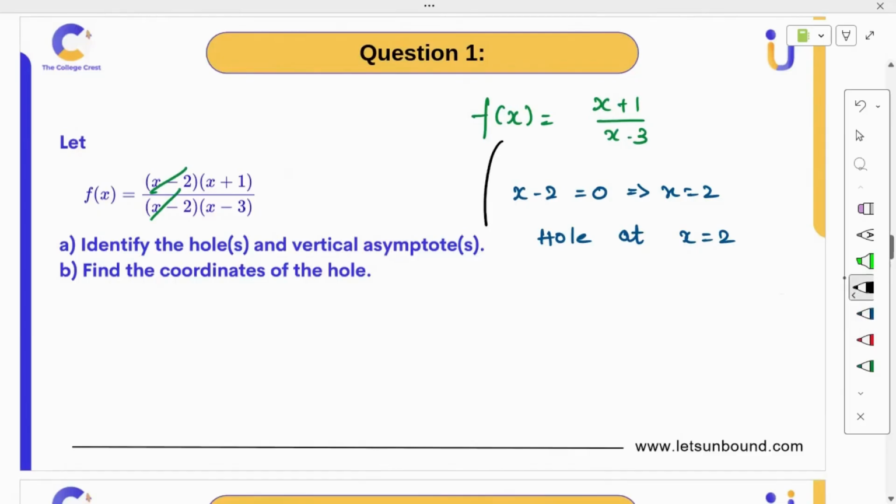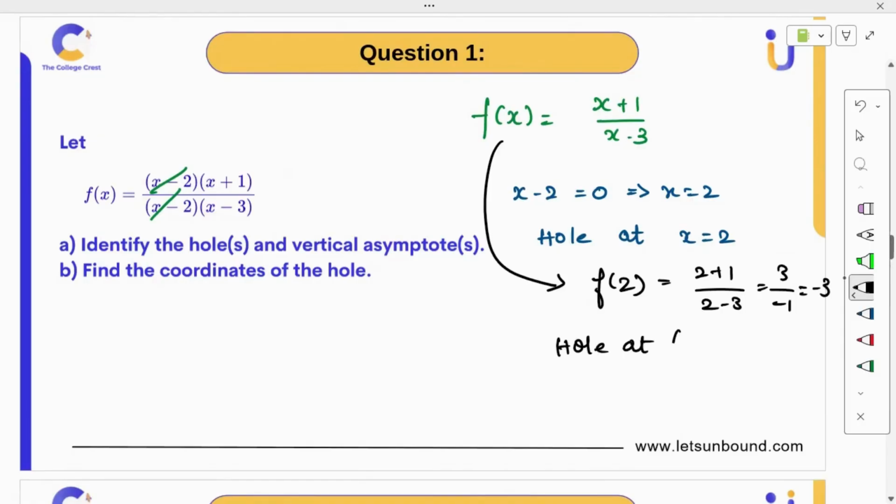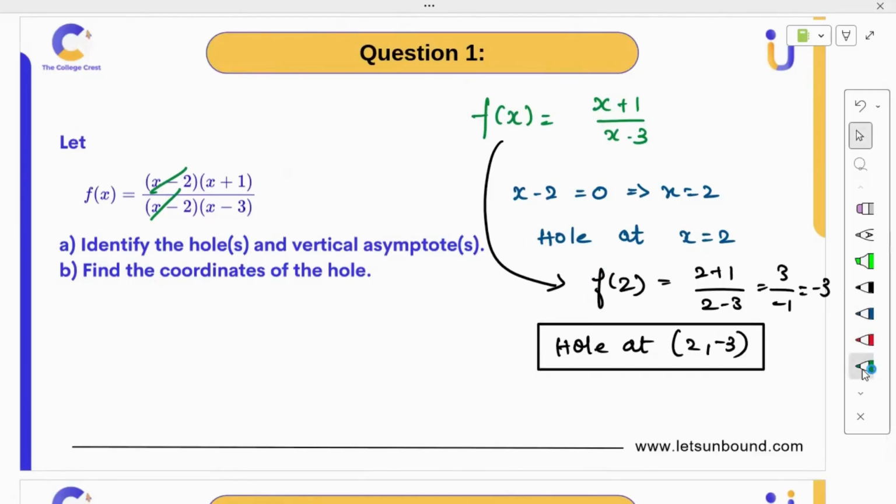How will you do this? Here you need to plug in f of 2 equals (2 plus 1) by (2 minus 3), which is 3 by negative 1, which is minus 3. So hole at (2, negative 3). Right. And next one is vertical asymptote.